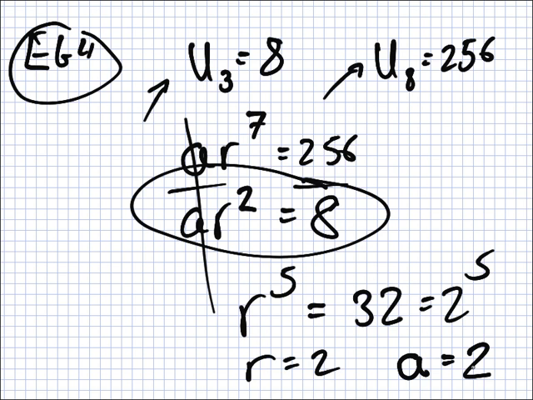You have to be careful. Sometimes the minus is the other answer. If, for example, I said r power 4 is 16, what's r? It's plus or minus 2. Both work. You have to be careful.